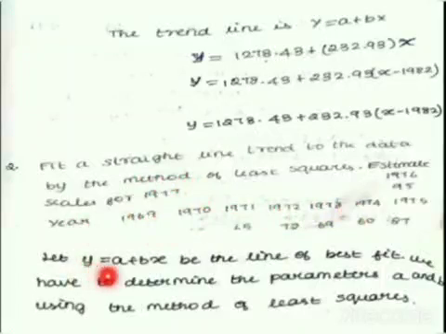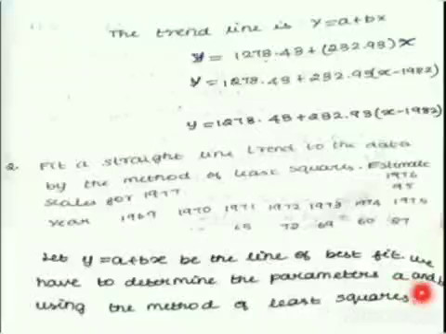Let us take y is equal to a plus bx be the line of best fit. We have to determine the parameters a and b using the method of least squares. Because if we find the values of a and b, then we will directly substitute into our formula. So first we need the values of a and b. Let us first construct a table.